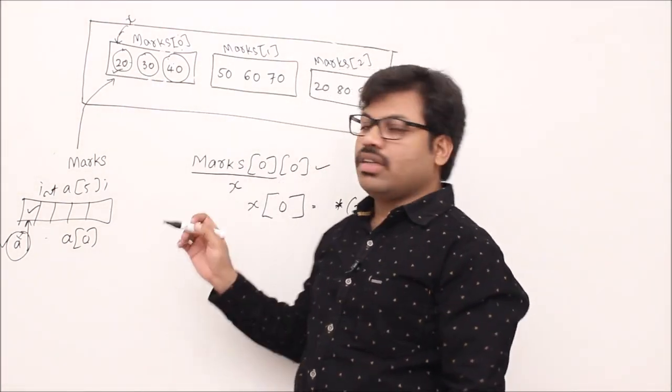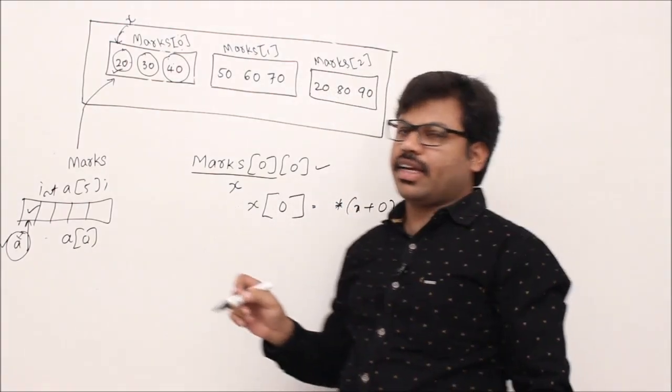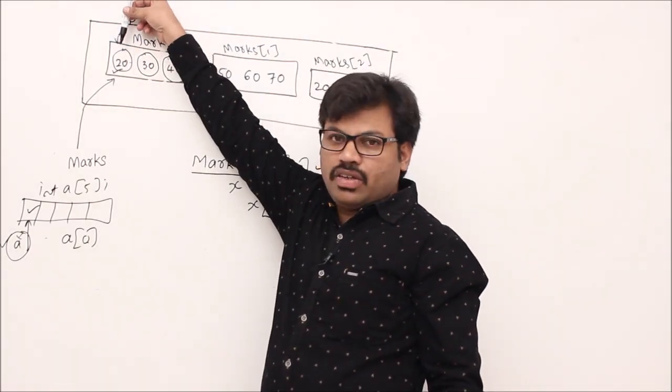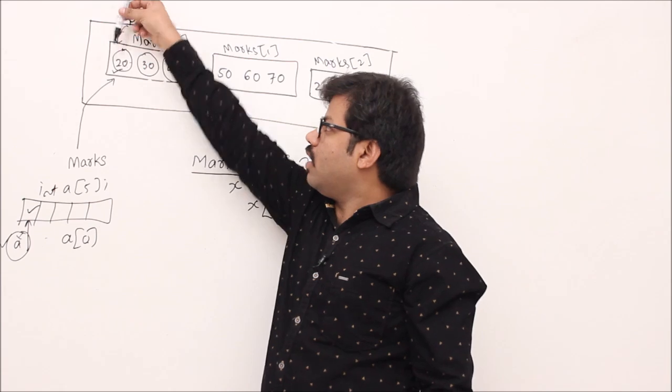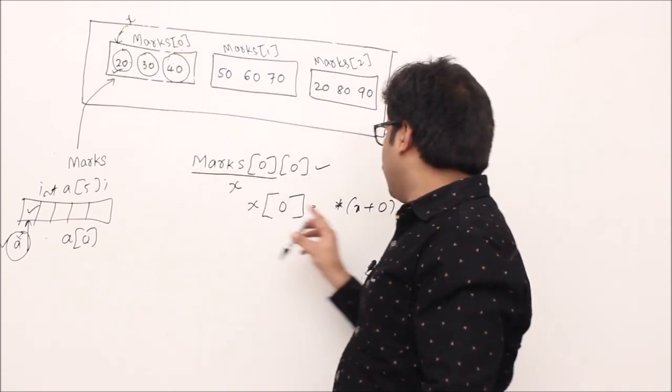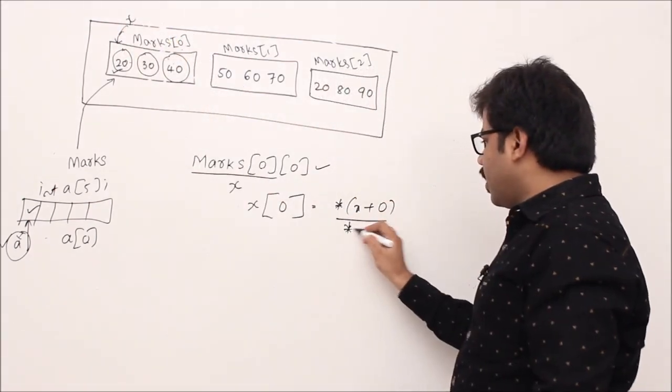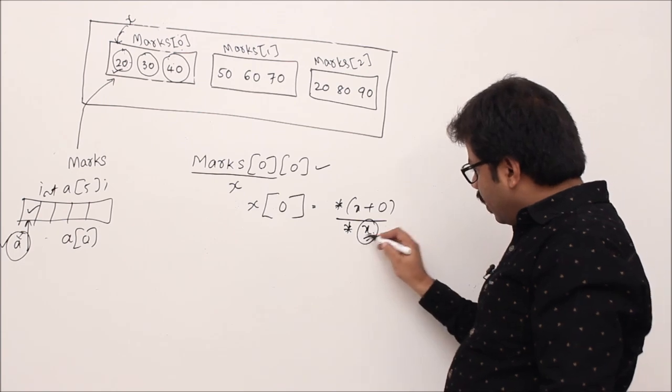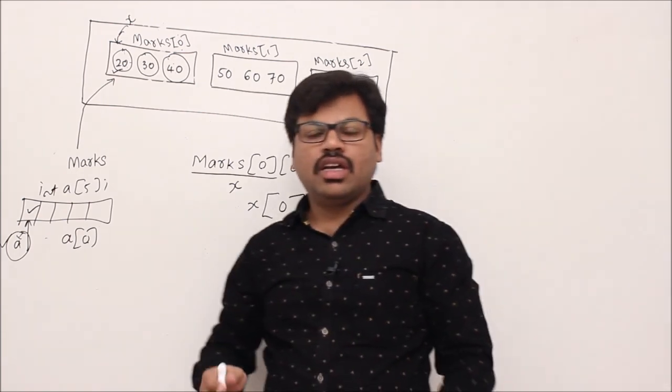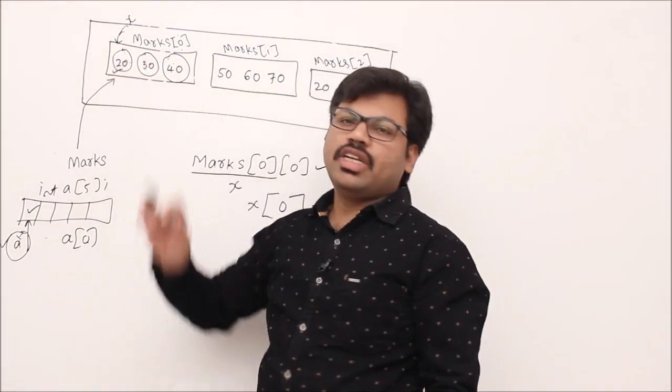So why is it 20? Rather than doing this calculation, directly I can say, since x is a pointer to integer, when you refer to it, star x plus 0 is nothing but star x. Whenever x is a pointer to integer, when you dereference it, what happens? That integer will be displayed. That's why 20 will be displayed.